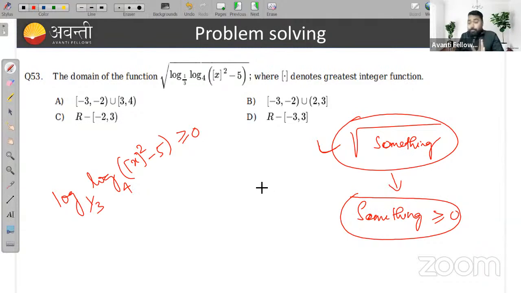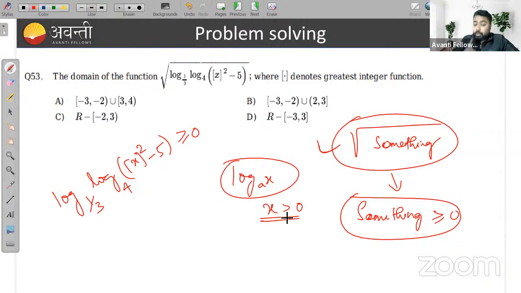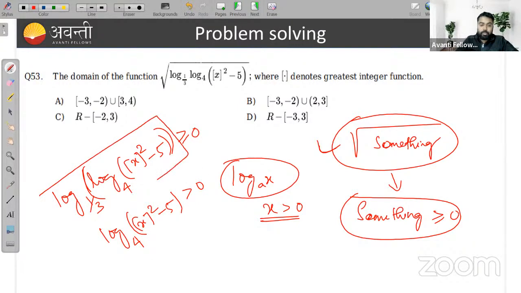From the logarithmic inequality we know that for log of x to the base a to be defined, x must be greater than 0. The argument must always be greater than 0. That means here, the argument of the first log, log of box x square minus 5 to the base 4, is greater than 0. For this to be defined, it must be greater than 0.